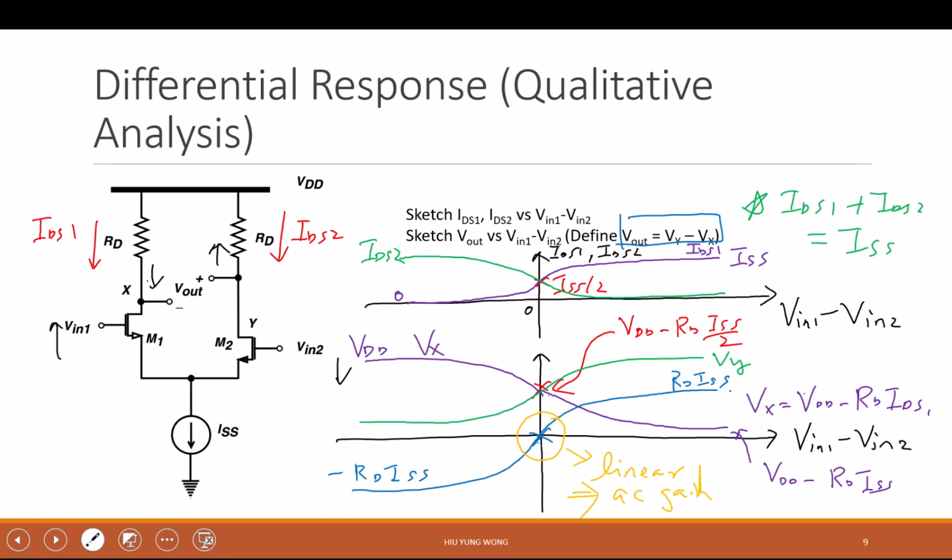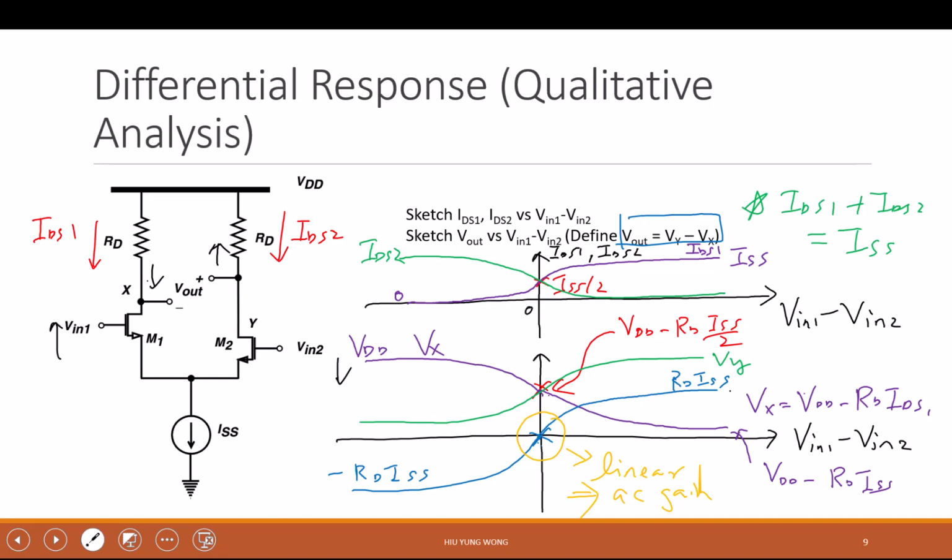But this is just a qualitative argument. I want you to understand this, right? Appreciate this. This is more important than math. Think about it. Any questions? You are there already. You say take the derivative, means that you get the slope, right? That is the small signal gain. Yeah, very good.